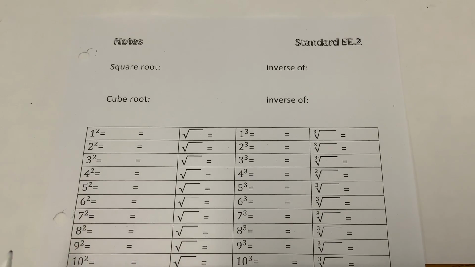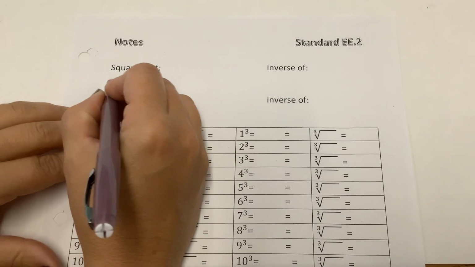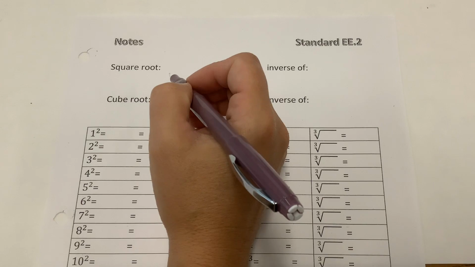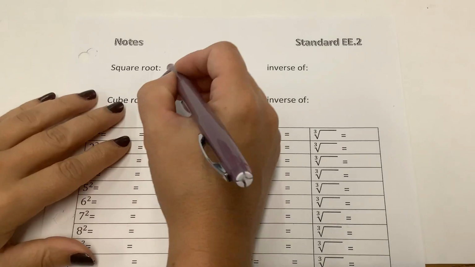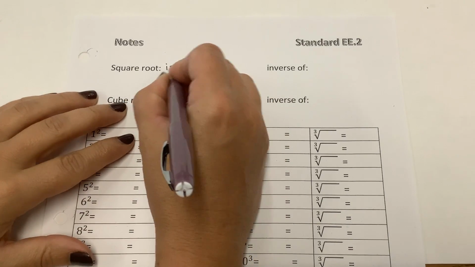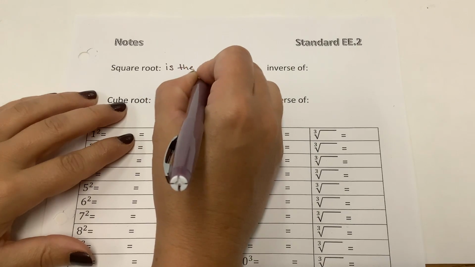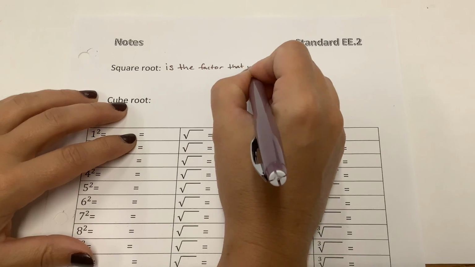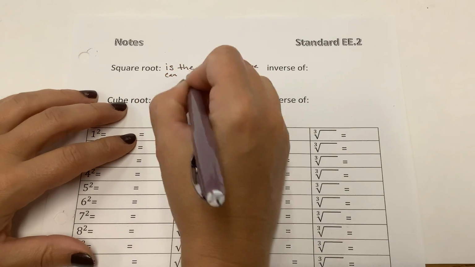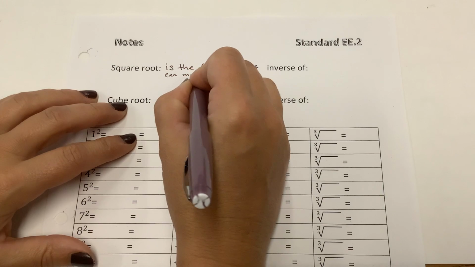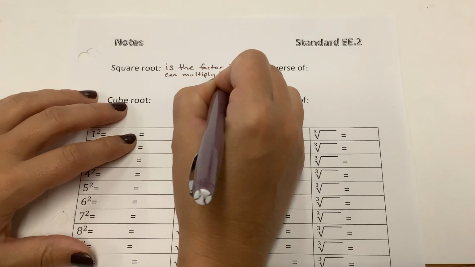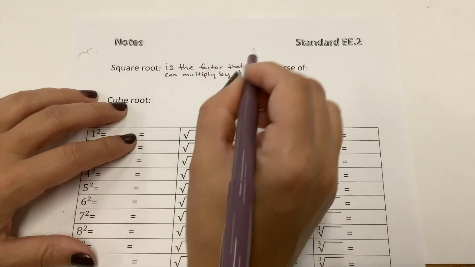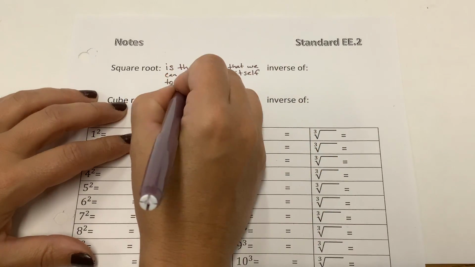So first, a square root is a factor that we can multiply by itself to get whatever number's under the radical. So it is the factor that we can multiply by itself to get that number.